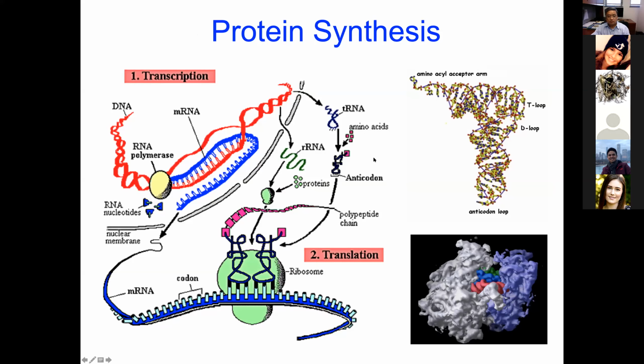So today we'll talk about protein synthesis. This is the last step of the information pathway. The information on the messenger RNA eventually will be translated into proteins, for example, enzymes or hemoglobins and antibodies.